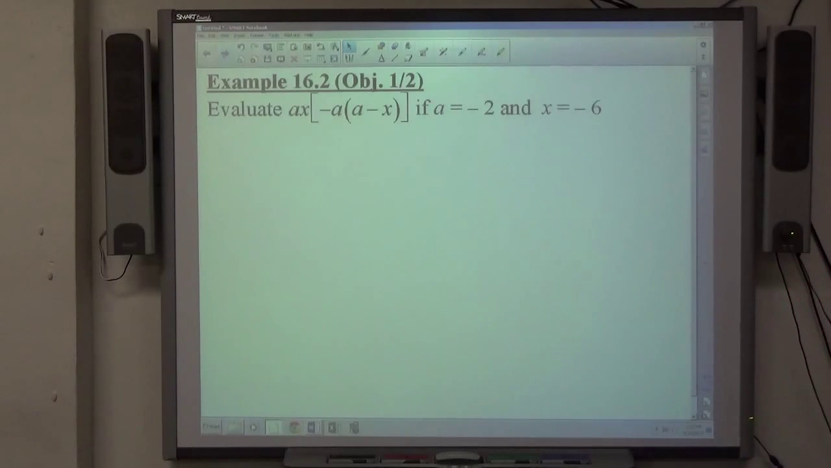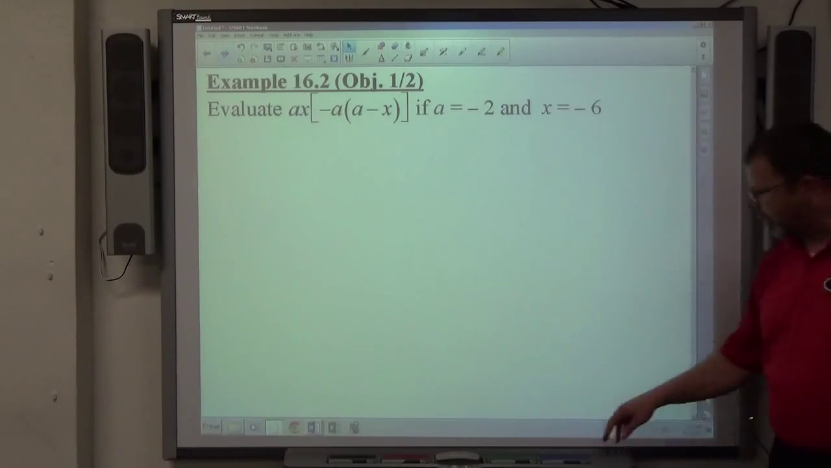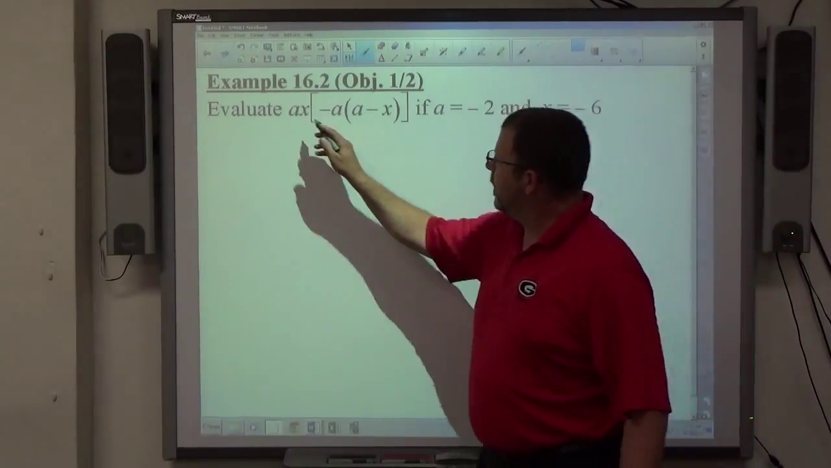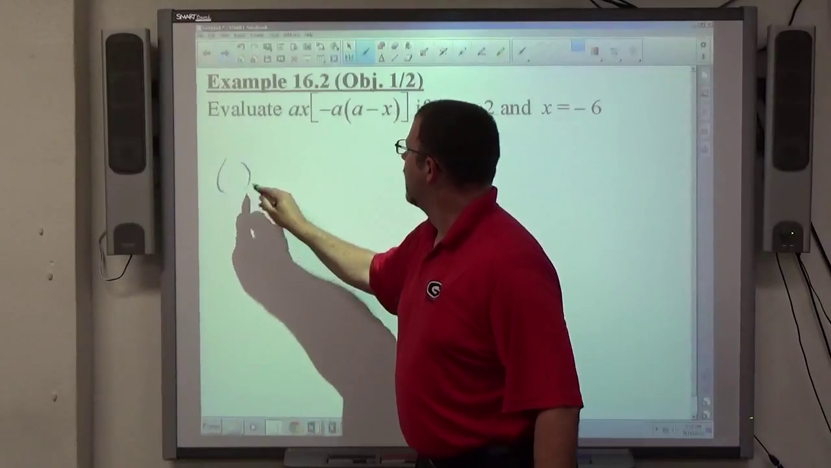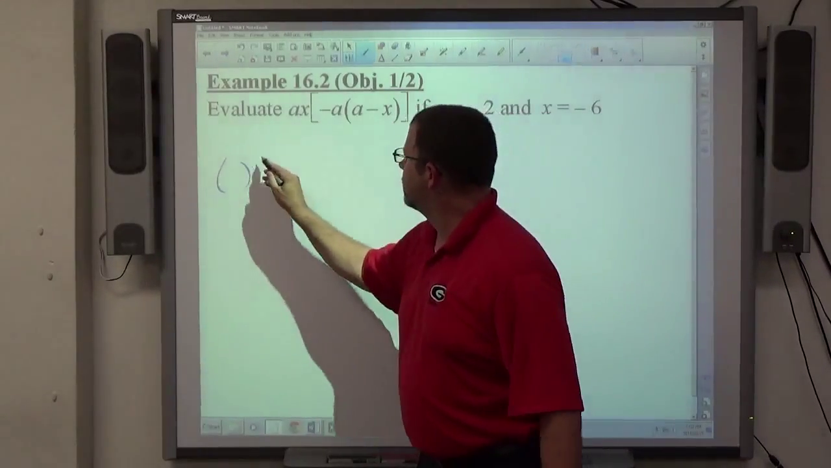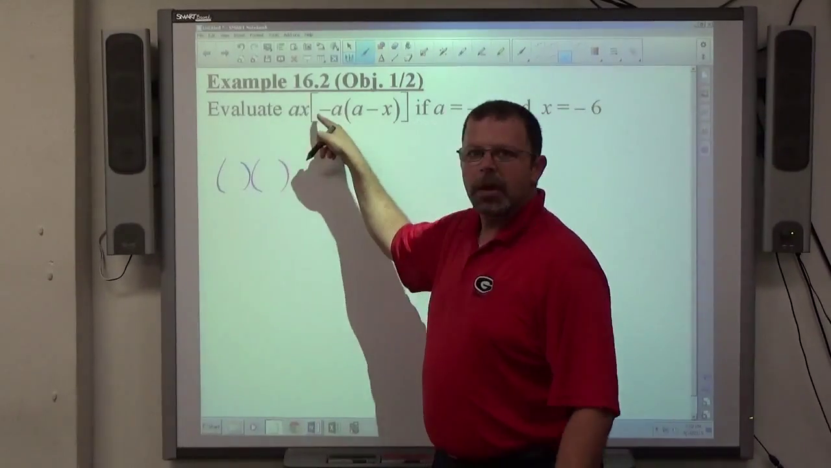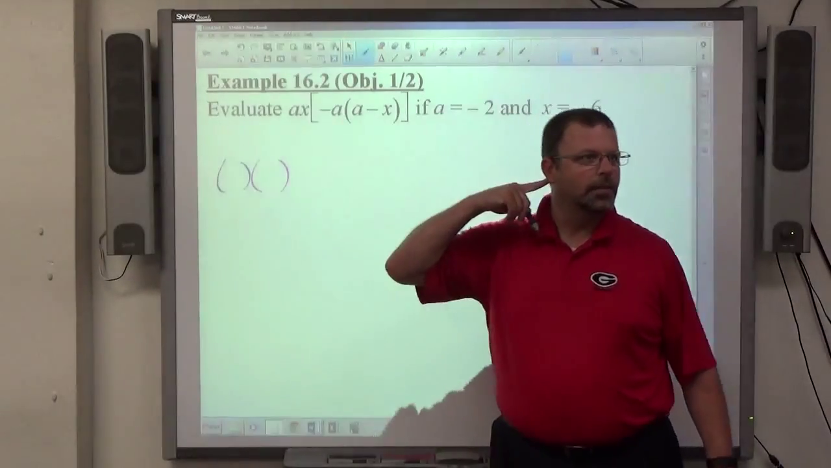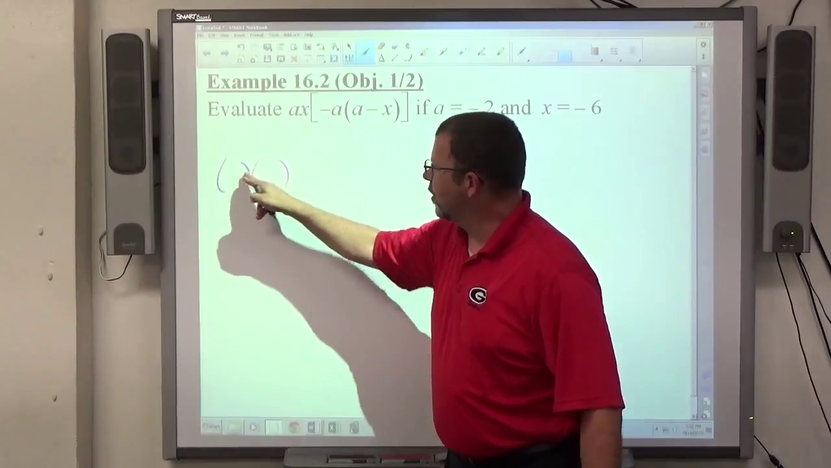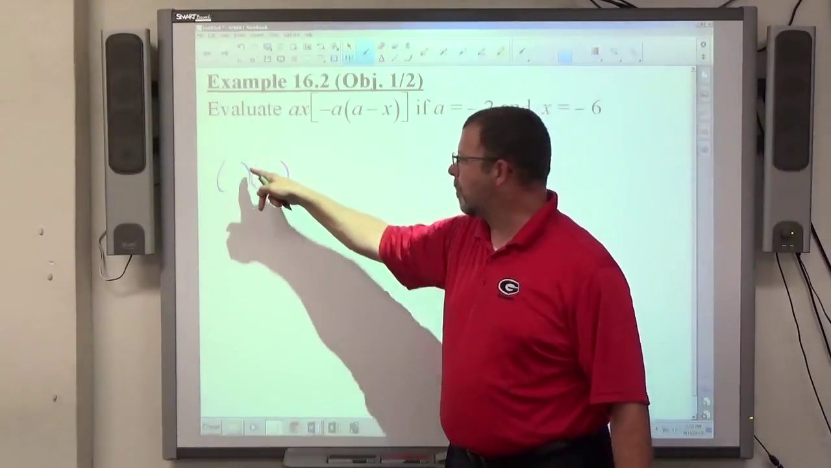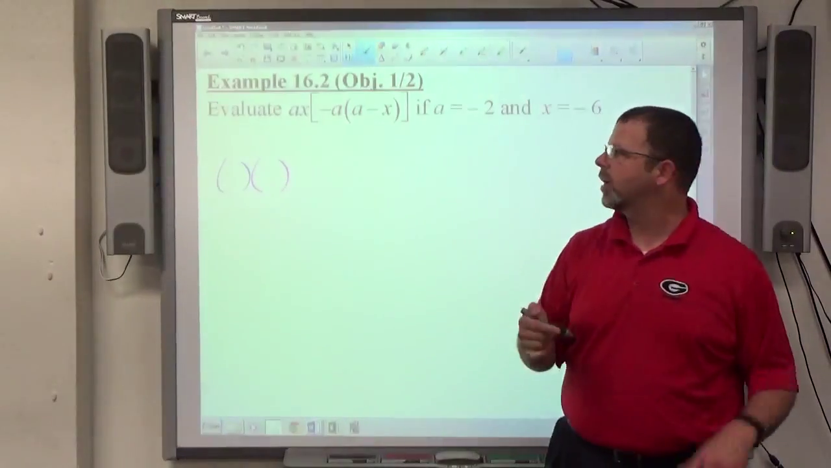Okay, example 2, evaluate ax bracket negative a parentheses a minus x end bracket. So here a is being multiplied by x, so I'm going to use blue for a, I'm going to use purple for x. A and x are being multiplied together, so the parentheses are shown to be multiplied together. No operation between the parentheses implies multiplication.